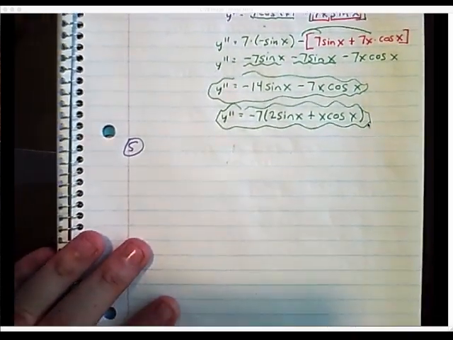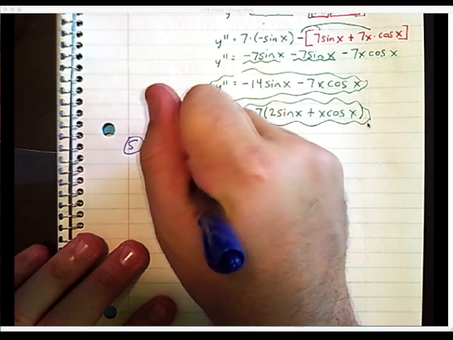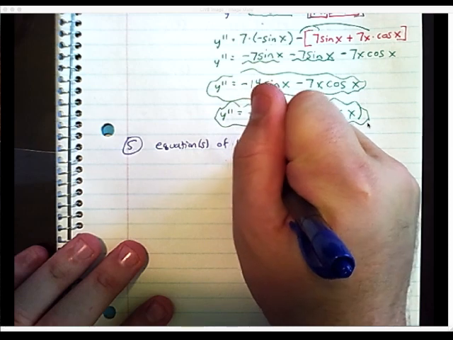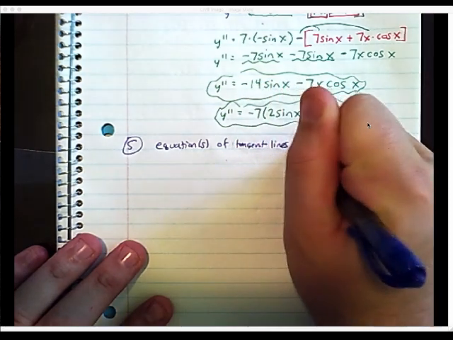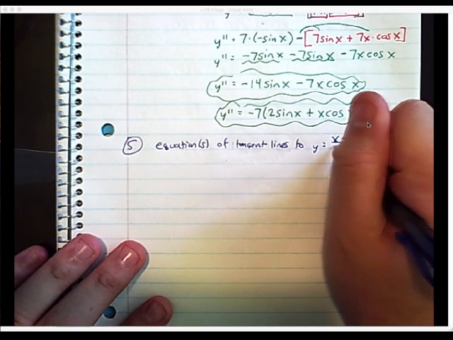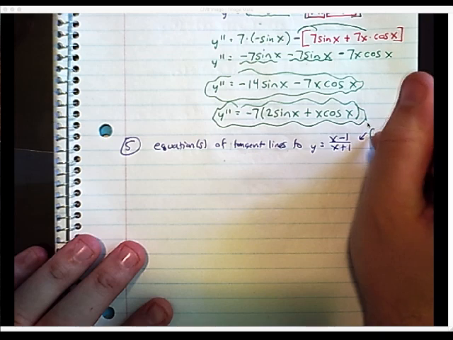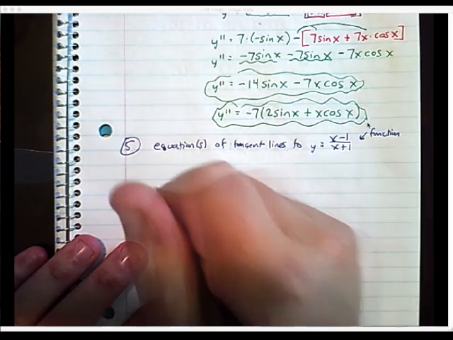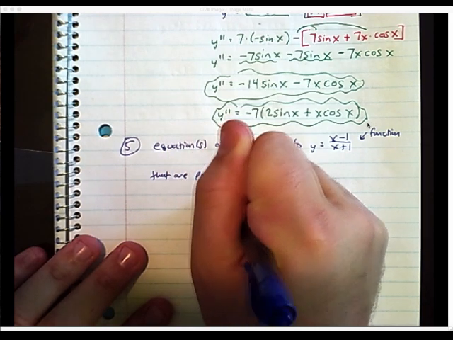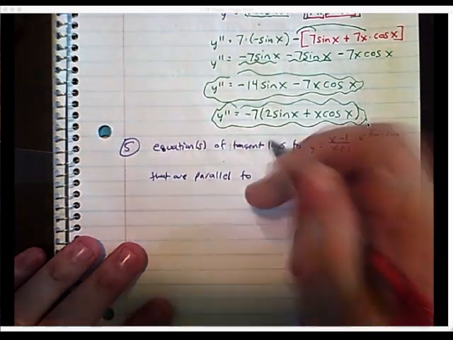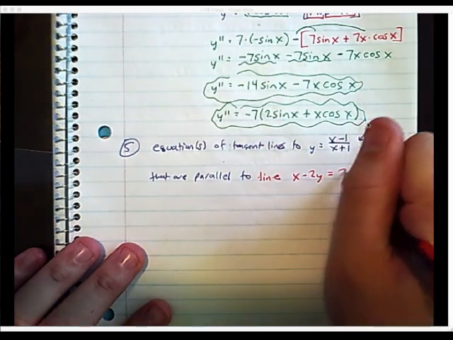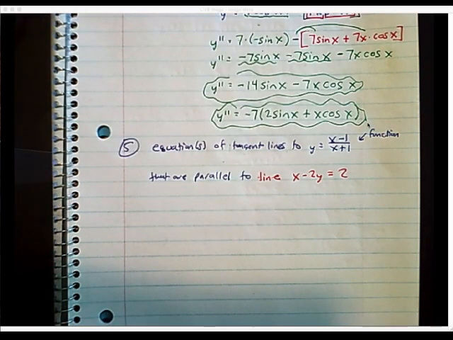So number 5, it says find the equation or equations of the tangent lines to y equals x minus 1 over x plus 1. So this is the function that are parallel to the line x minus 2y equals 2. So there's a whole bunch of stuff to review on this question.